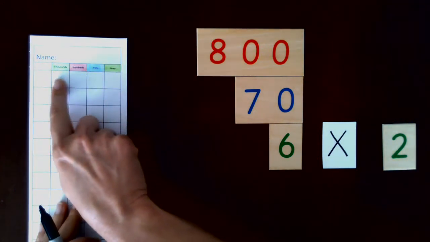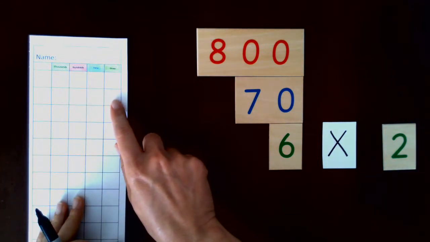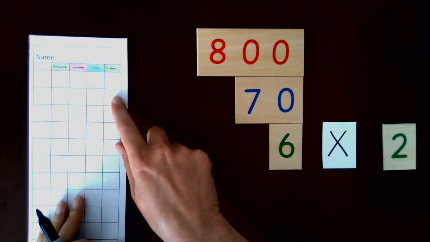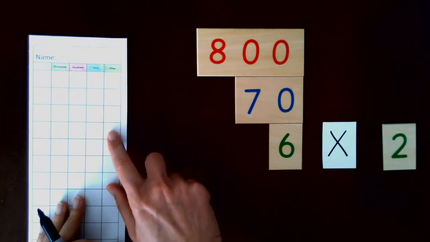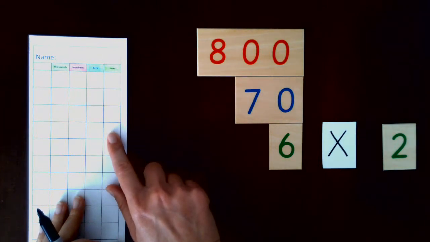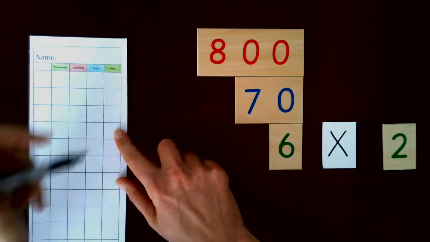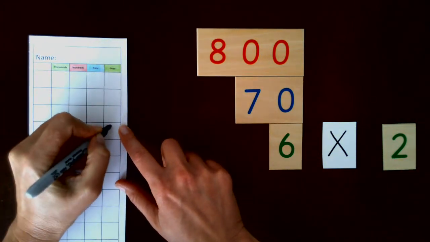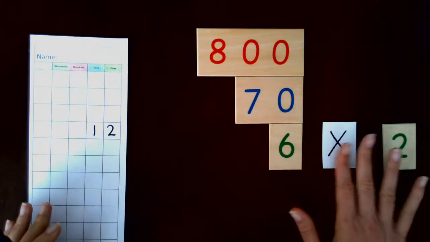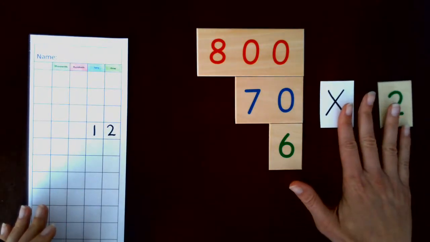So I'm going to skip this top row, and I'm going to count 3 rows down. So 1, 2, 3. This is where I'll record the partial product for my ones. So 6 times 2, that equals 12. Next, I'm going to scoot this up to the tens.